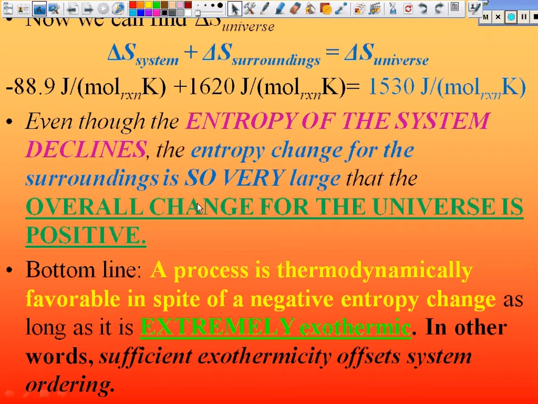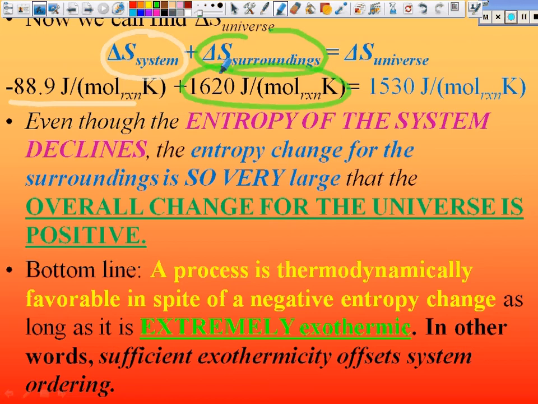All right. So in the very first slide, do you agree that they told you the delta S of the system was negative 88.9? Remember that? That means that water is coming together. But you just calculated the delta S of the surroundings is positive. So here's the weird part. What is the surroundings doing when that water is being formed? It's absorbing energy. And when it absorbs that energy, what is it doing?